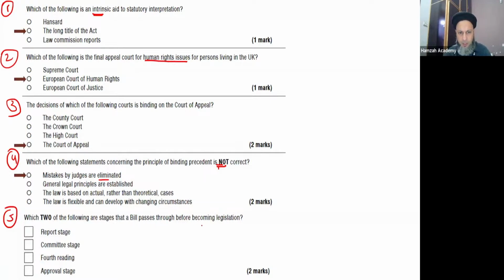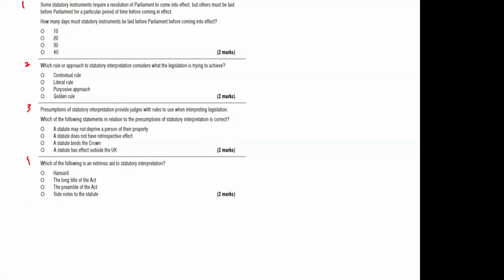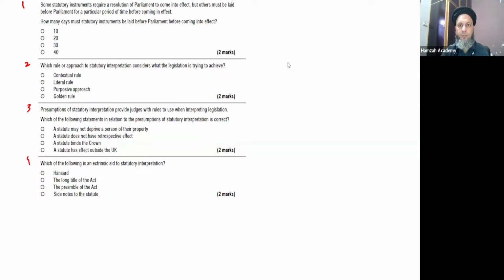Which of the following stages does a bill pass through before becoming legislation? That will be report stage and committee stage. Very good job. Some statutory instruments require a resolution of parliament to come into effect, but others must be laid for 40 days. Which rule or approach will a statute consider to achieve the following? Okay, that will be the purposive approach. Which rule, which the legislation is trying to achieve, that shows the purpose.